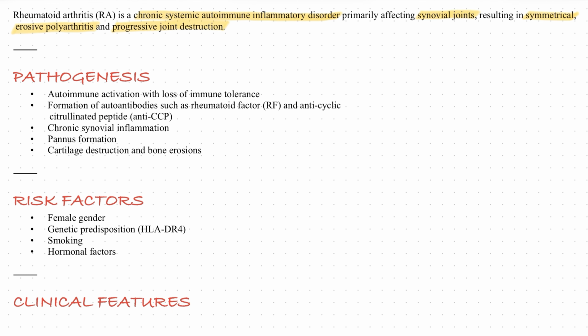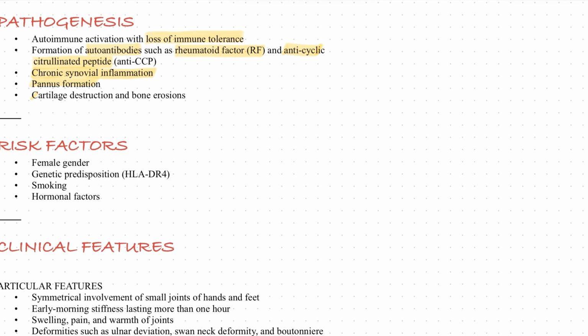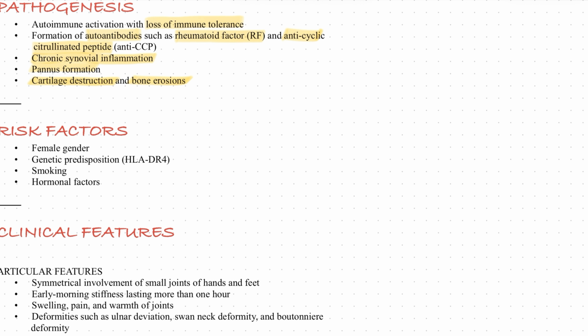That's it. Then coming to pathogenesis: autoimmune activation with loss of immune tolerance, formation of autoantibodies such as rheumatoid factor and anti-cyclic citrullinated peptide. I just read the full name; you can remember anti-CCP. That's enough for the exam. Then chronic synovial inflammation leads to pannus formation. It is nothing but erosion of the synovial joint, cartilages and all. Then cartilage destruction will be seen. Bony erosions will be seen. So I hope that was clear.